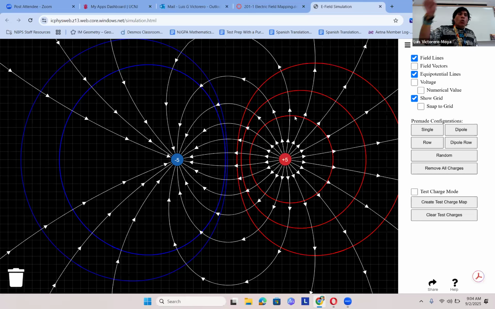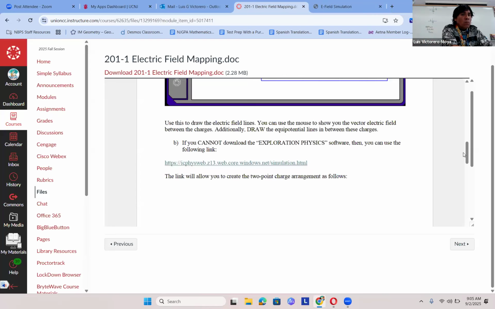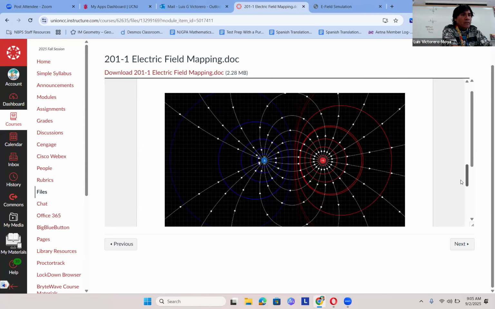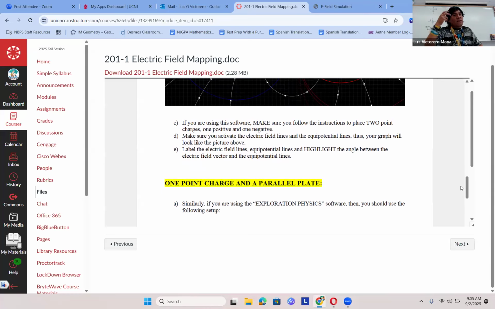And as you expect, they are circular. And the reason is because the electric field lines are also curved in a sort of elliptical shape between positive and negative. And we know from the theory that the equipotential lines and the tangent vector to the electric field line make an angle of 90 degrees. So what you should do, following the instructions for a two-point charge arrangement, is basically labeling those electric field lines and then drawing or labeling the equipotential lines, and then describe what you observe. It's actually pretty simple.